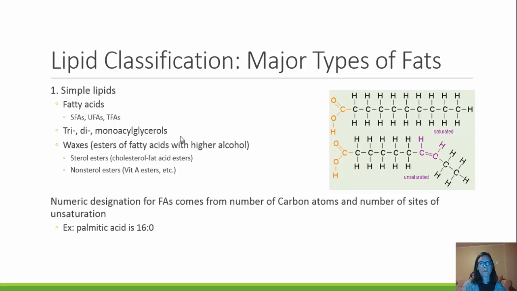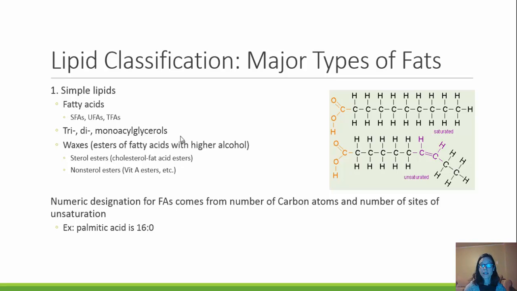We then have when the fatty acids are built into and attached to a glycerol backbone. We have tri, di, or monoacylglycerols. And throughout this lecture, I will probably use triglyceride instead of triacylglycerol. They really mean the same thing. Triacylglycerol is more of the chemical term, but they can be used interchangeably. And then also with simple lipids, we have our waxes, which are sterol esters and non-sterol esters.